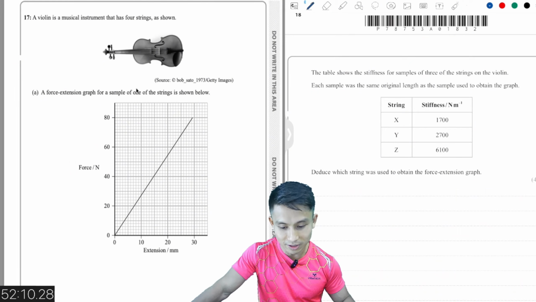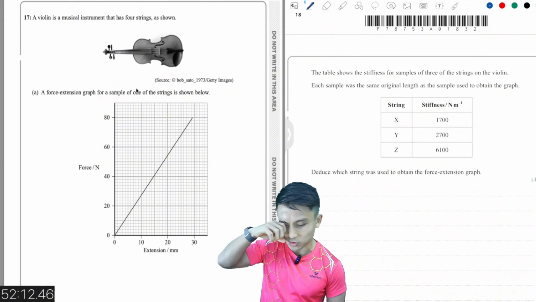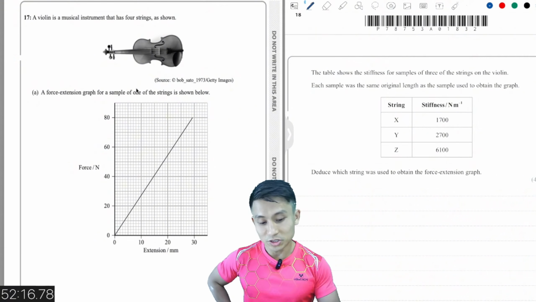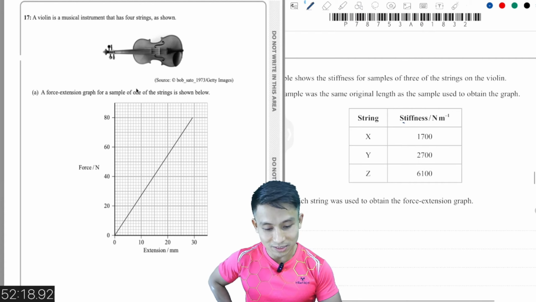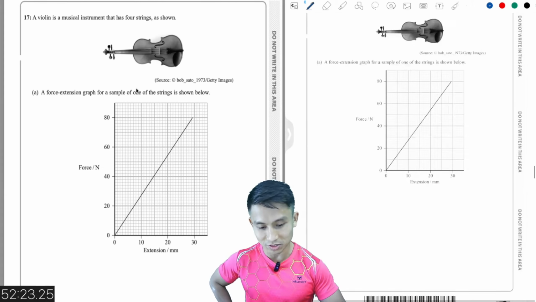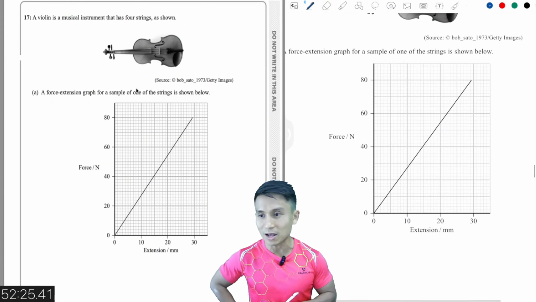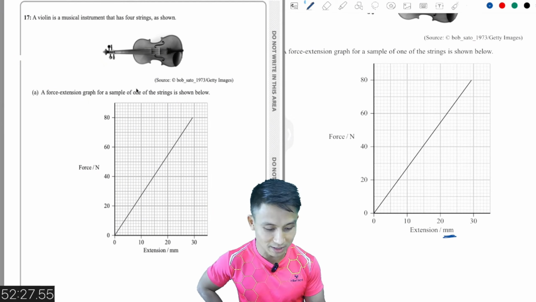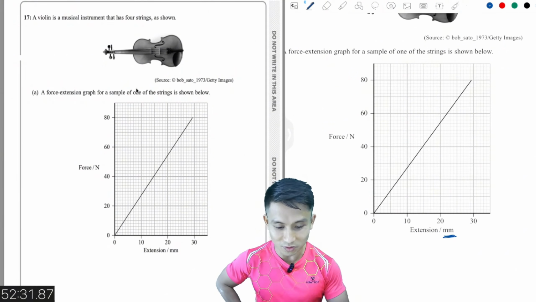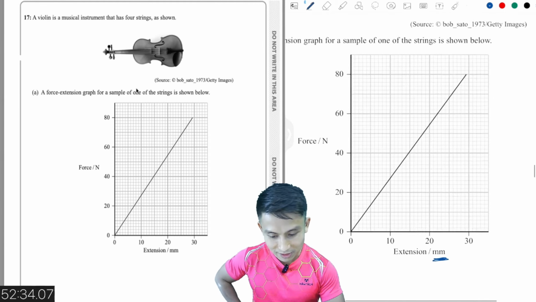Okay. Deduce which string was used to obtain the force extension graph. So we just basically need to find something called the stiffness here, which is just Newton per meter. So it's probably the gradient of this graph, but with the right unit, because note that it's millimeter here, so it's the first thing you need to notice: the units of the graph.